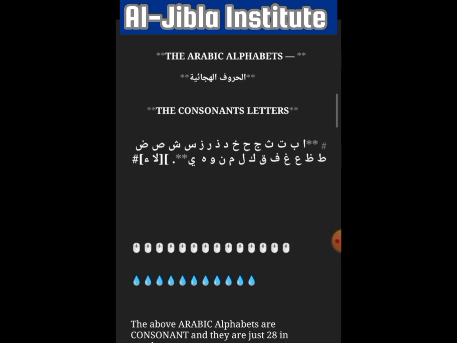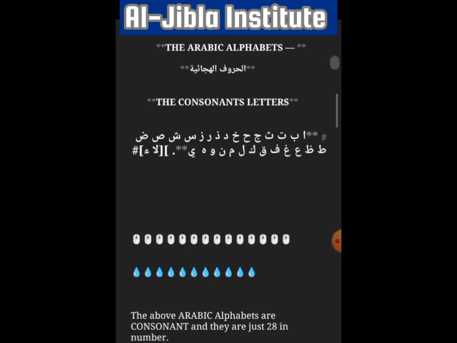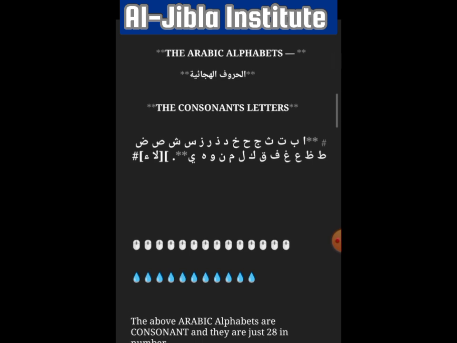There are 28 of them, and they are alif, ba, ta, tha, jim, ha, kha, dal, dhal, ra, zay, sin, shin, sad, dad, ta, zha, ain, ghain, fa, qaf, kaf, lam, mim, nun, waw, ha, and ya. These are the 28 Arabic alphabets.